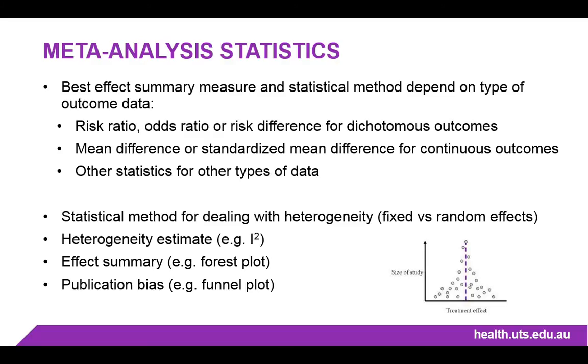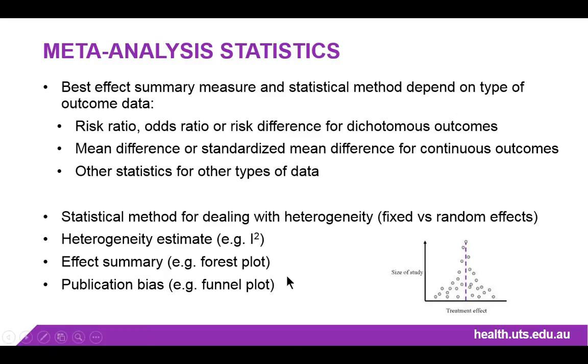Cochrane favours the I-squared statistic, and they give guidelines for brackets of results whereby, for example, above 0.5 is, I think, substantial heterogeneity. Above 0.7 is considerable heterogeneity. So really you start to question whether a meta-analysis was appropriate once you get up to the 0.7 mark. We've already mentioned effect summary in terms of forest plot.